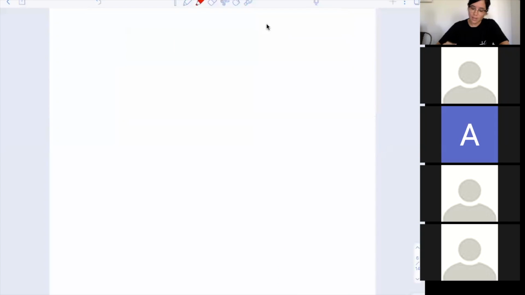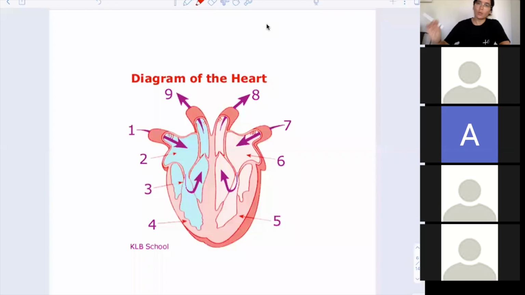So let's start. I think I'm going to get you guys on your pieces of paper. You need to work out all the different labels of the heart. So put 1, 2, 3, 4, 5, 6, 7, 8, 9, and see if you can label the parts of the heart. Make sure you do that on your piece of paper.